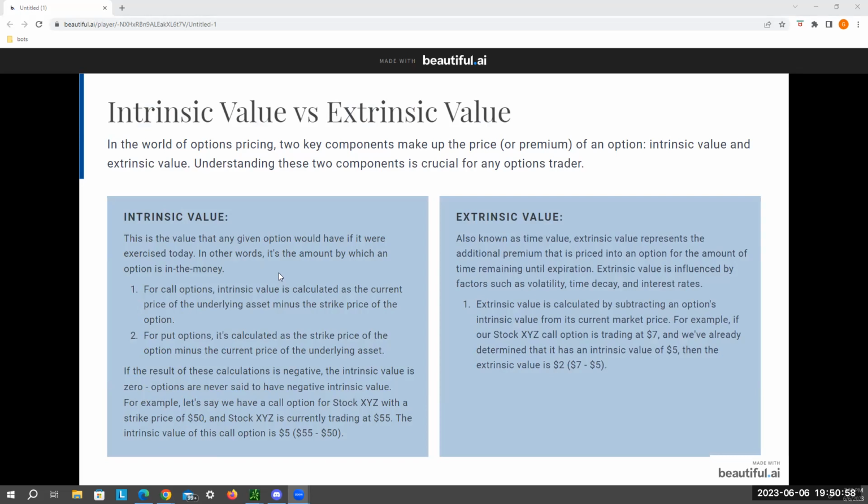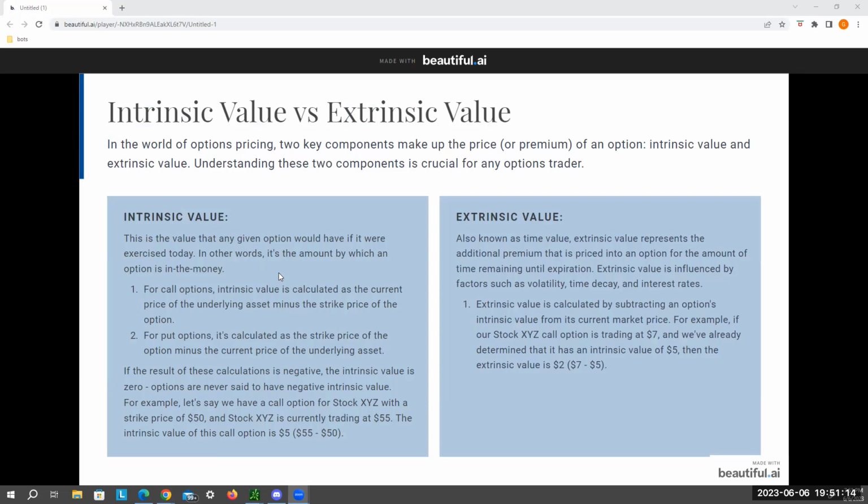So for call options, it's very simple. Intrinsic value is calculated as the current price of the underlying asset minus the strike price of the option. And for put options, it's the opposite. It's calculated by the strike price of the option minus the current price of the underlying asset. I'll get into a better example with you after. You could read this one if you like.